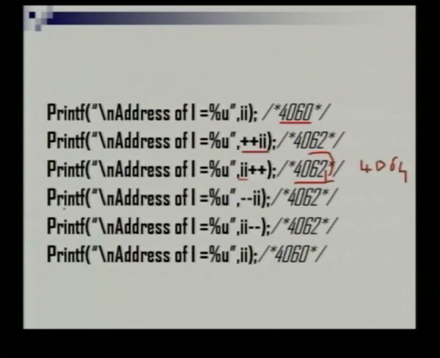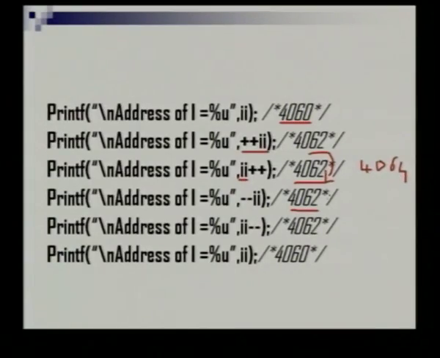In the next step, when I give printf address of i, I am giving minus minus ii. That means the value of ii will be decremented by 2. So when this 4064 is decremented by 2, it again becomes 4062. Because the value is 4064, it gets decremented to 4062.